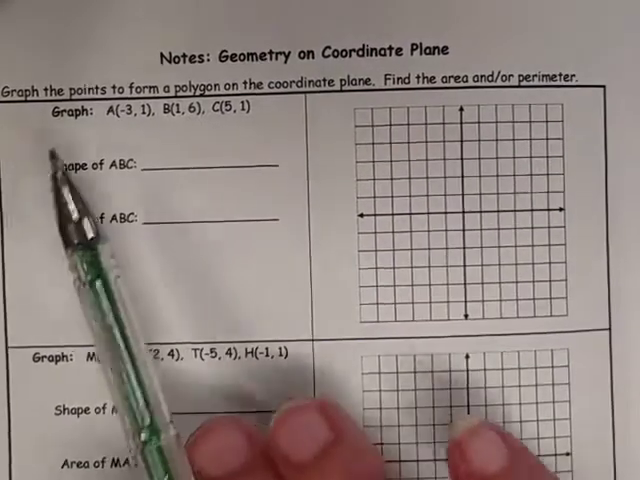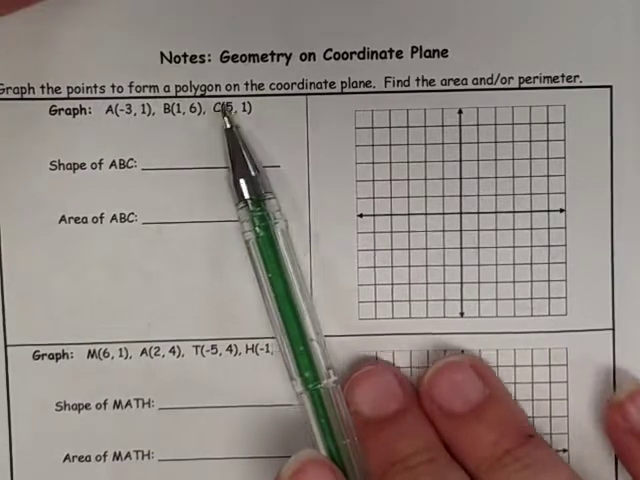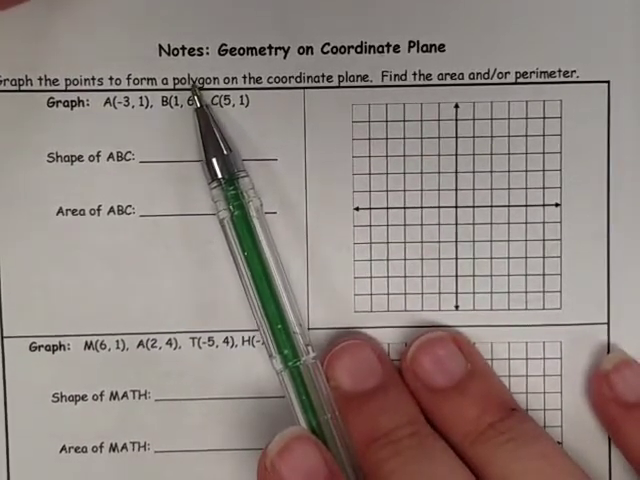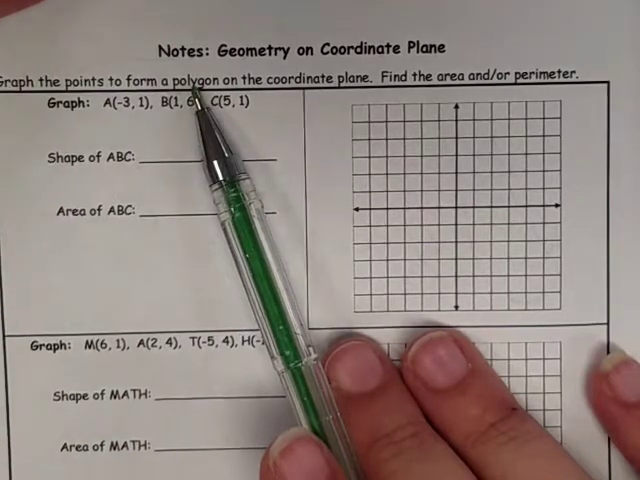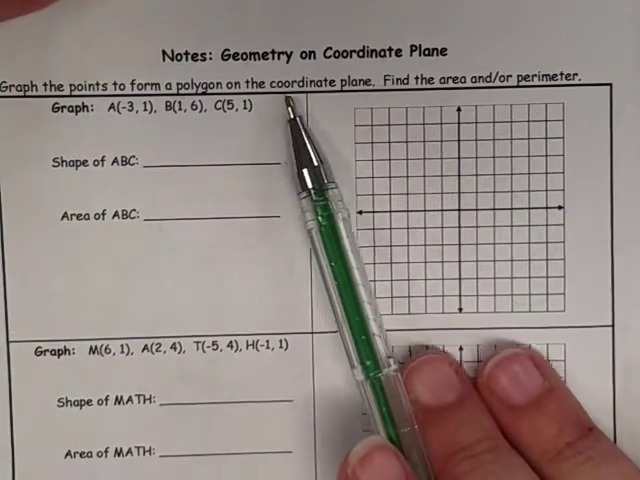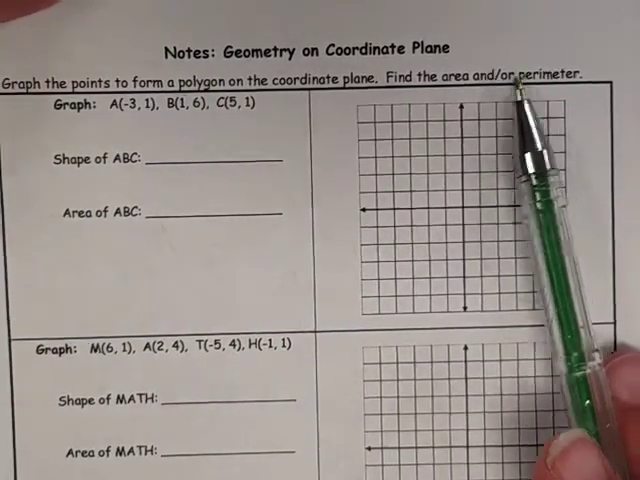If we begin, what it tells us to do is to graph the points to form a polygon, which is just a figure that makes some kind of shape, whether it be a rectangle, triangle, trapezoid, parallelogram. We're going to graph it on the coordinate plane, and then we're going to find the area and/or perimeter depending on what it's asking.